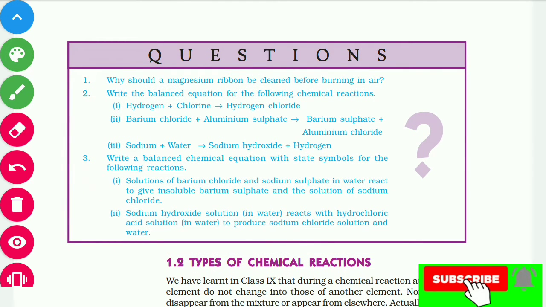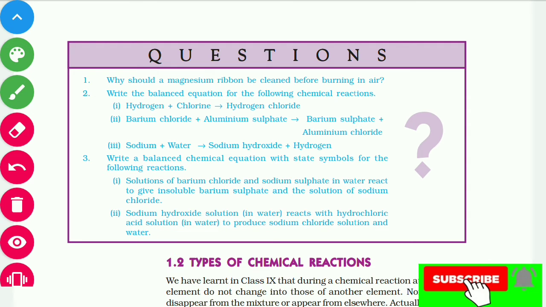I am giving the brief idea of what the answers to these questions will be. Why should a magnesium ribbon be cleaned before burning? This is because magnesium can react with the oxygen present in the surroundings to form magnesium oxide. So we rub the magnesium ribbon to remove the layer of oxide, and we get the desired result from the burning of the magnesium.